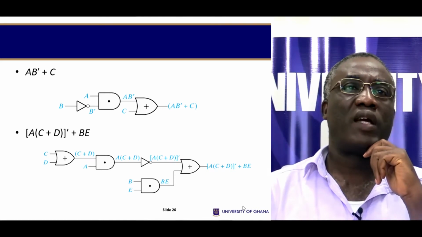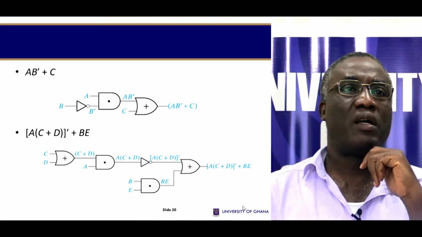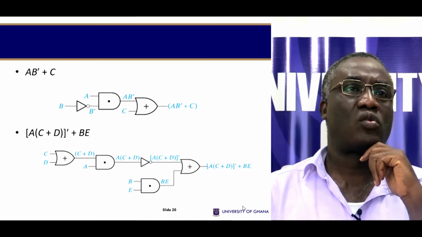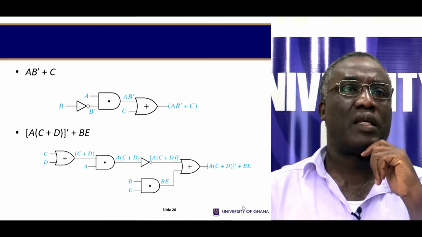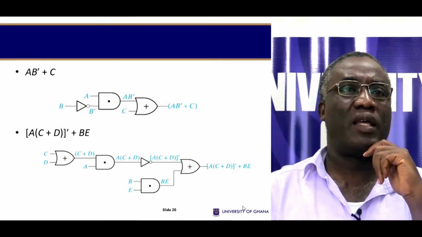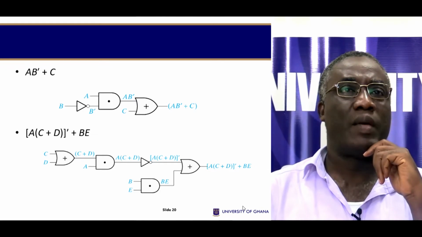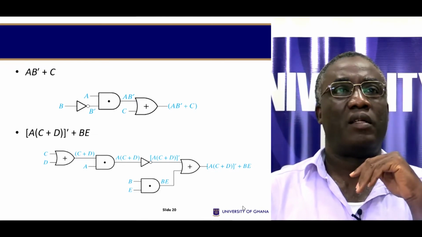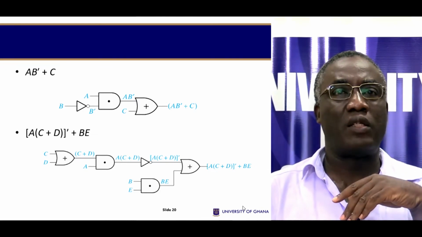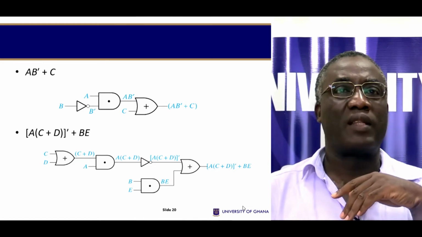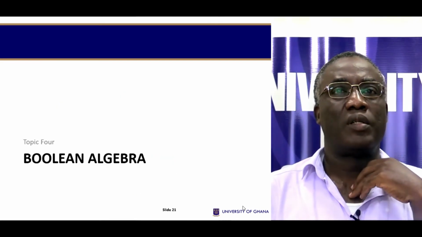The same way you can write a function to represent something like that. So this is C or D, AND that with an A, and then negate all of that, and then AND all that with a B and an E. The circuit for that is shown below. You can attempt writing this out.